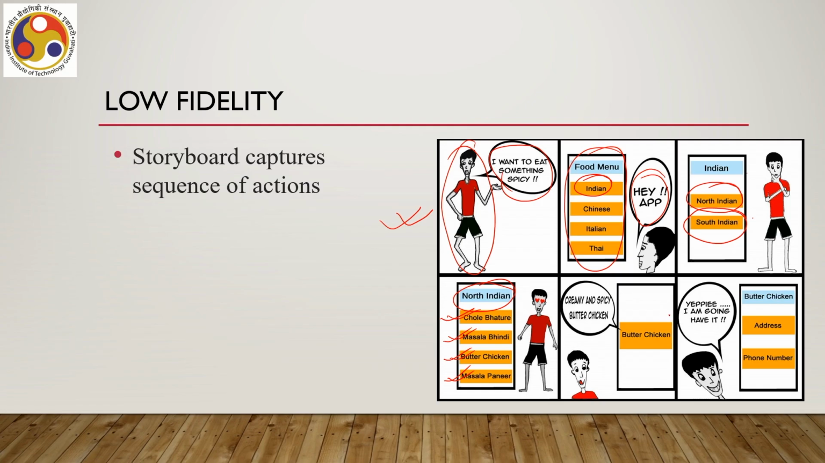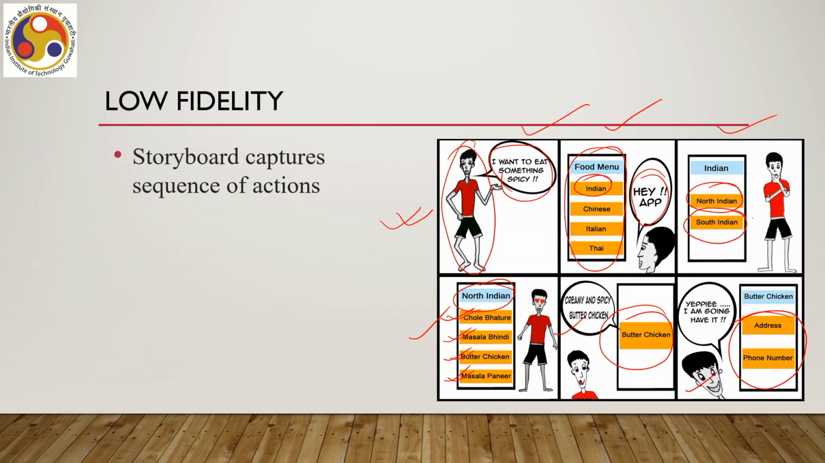And from there the user can choose or get to see the category he or she is looking for. Then the user needs to provide details for the food to be delivered. So, there are 6 such sketches, 1, 2, 3, 4, 5 and 6. Now, these 6 sketches together are the storyboard.